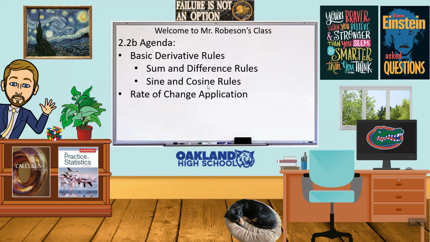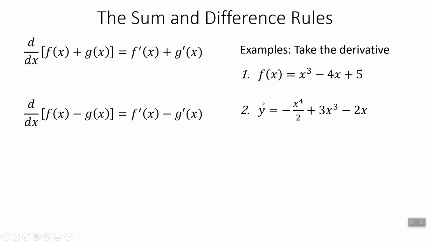The second half of basic derivative rules: we're going to look at the sum and difference rules, and the rules for derivatives of sine and cosine. Then we're going to apply this a little bit to rate of change. Sum and difference rules are very straightforward. If we're adding two functions and want their derivative, we just take the derivative of each one. Same with subtracting two functions. That gives us derivatives of any polynomial now that we've worked with them.